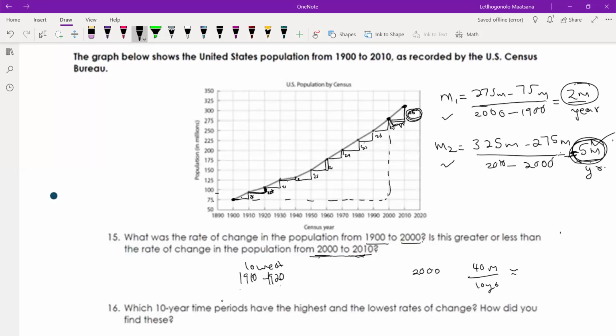So this is pretty much close to that, but we can see that this now has the largest, and over there, the tiny increase would have the smallest.